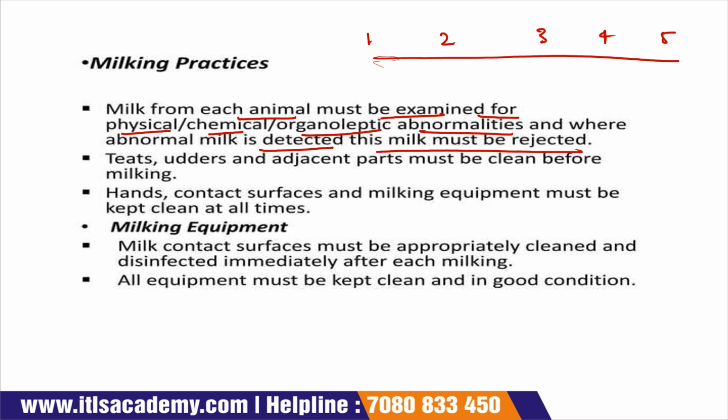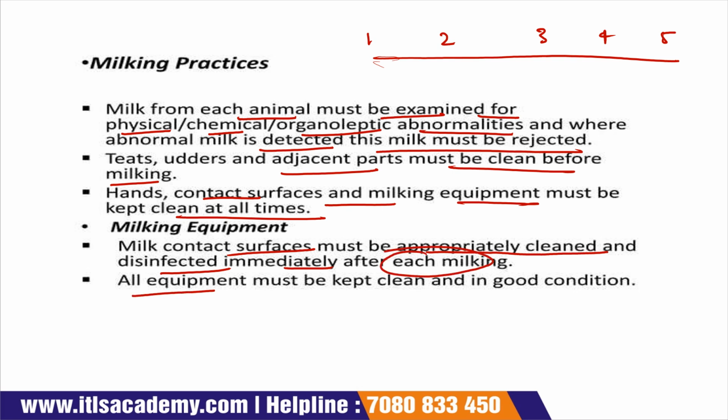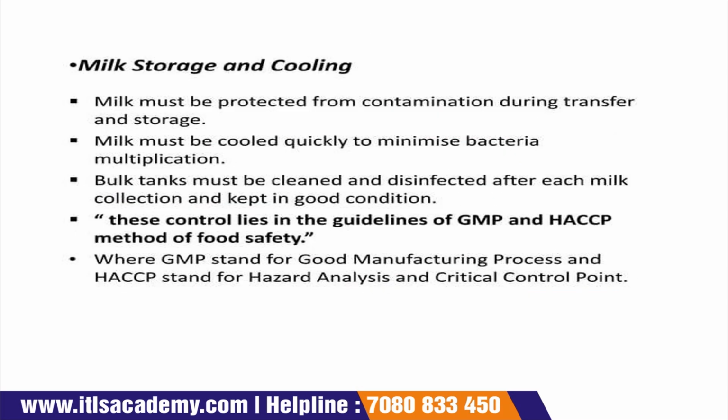Teats, udders, and adjacent parts must be cleaned before the milking. Hands, contact surface areas, and milking equipment must be kept clean at all times. The milking equipment, like the milk contact surface area, must be appropriately cleaned and disinfected immediately after each milking. All equipment must be kept clean and in good condition. So the equipment which is used in a farm should be in good condition.